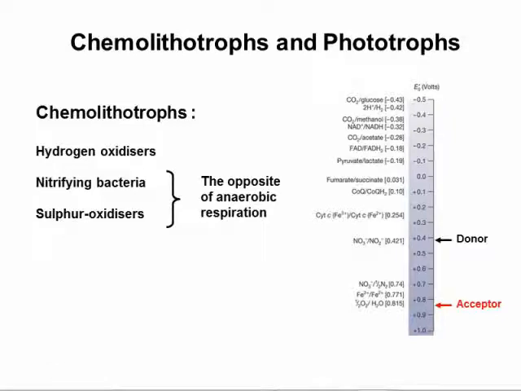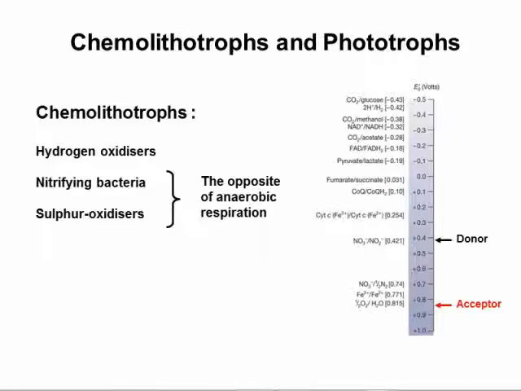And in these two cases, nitrifying bacteria and sulfur oxidizers, they are performing the opposite reaction to what we just saw, anaerobic respiration. So they will use reduced forms of nitrogen or sulfur as the electron donor, and the electron acceptor is oxygen. So these only occur in the presence of oxygen.